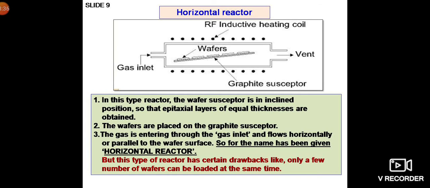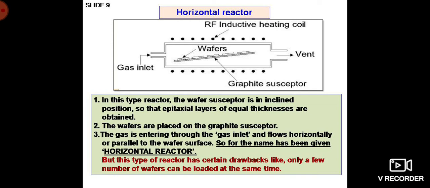Here in this figure you can see a horizontal reactor. This is the reactor that I already told you about in the previous slide, shown in figure A. Note the first point here: in this type of reactor, the wafer holder or susceptor is in the inclined position. Why? Because it is found that when the wafer susceptor is inclined, the thickness of the epitaxial layer on each wafer is equal.